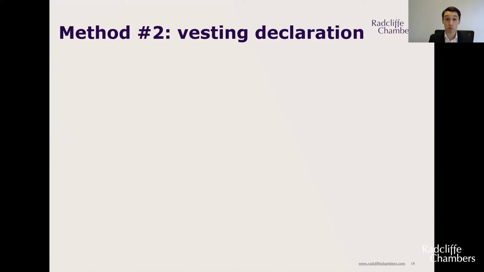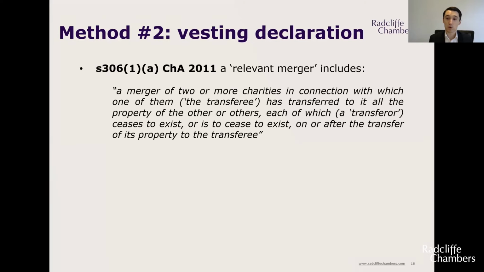Now, this sounds quite straightforward. So the obvious question is, well, when can charity trustees use a pre-merger vesting declaration? Well, the first thing we need to do is work out what counts as a merger. And the starting point is Section 306, which defines relevant charity merger. Section 306 gives 2 definitions, but the key one for us is on the slide. It's the first one. In a nutshell, a merger occurs whenever one charity transfers all of its assets to another and then ceases to exist. This is precisely what most charity trustees want to do when they incorporate their charity. So this is the one we need.